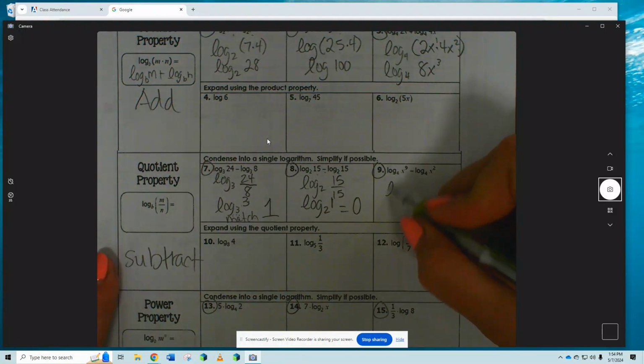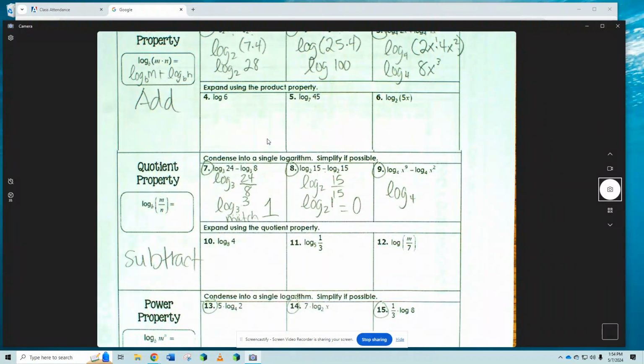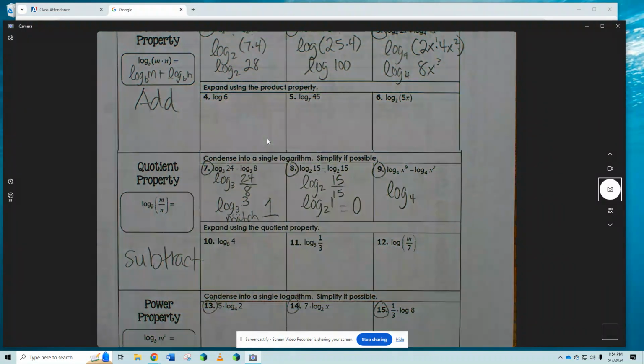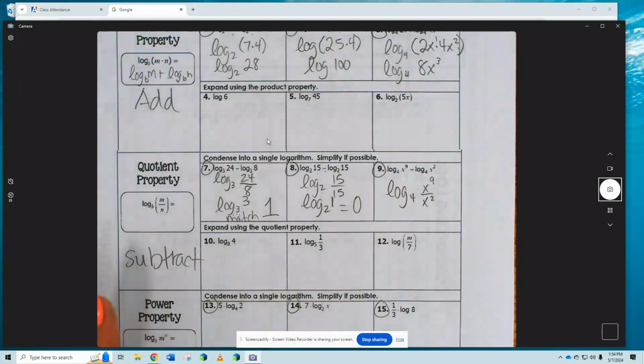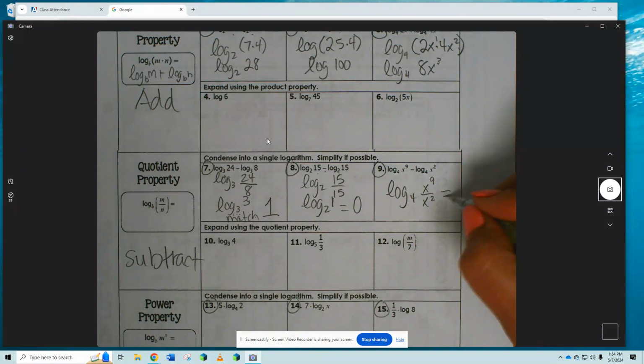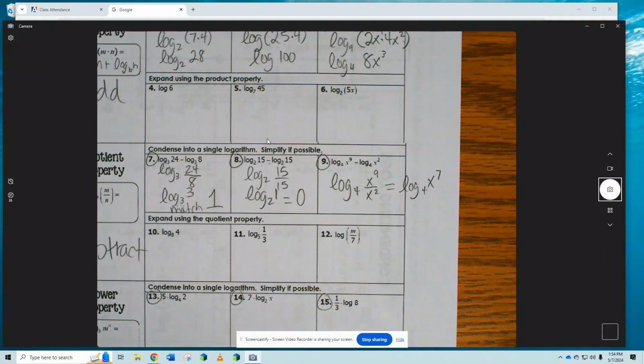Okay. Write a fraction, please. Log base 4. And you'll write a fraction. x9 over x squared. Yeah, you simplified. 9 minus 2 is 7. Log base 4, and it would be x to the 7th. Oh, you can't see. Sorry.